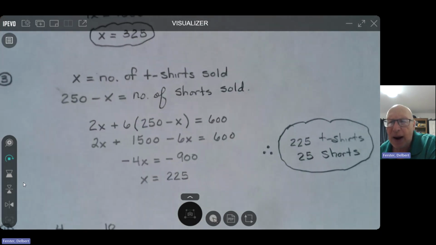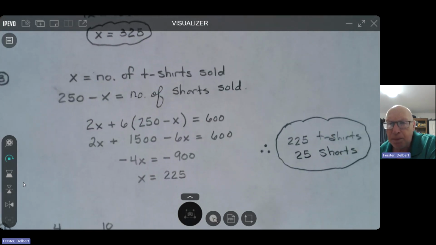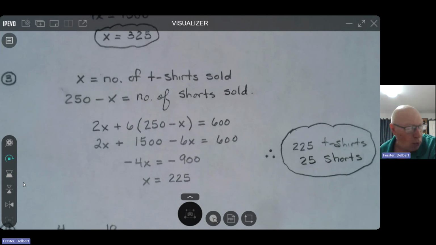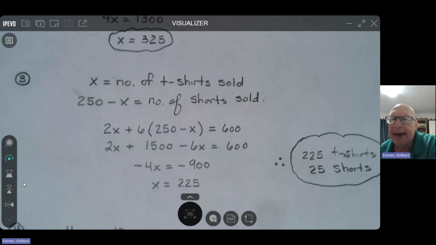The problem asked for how many of each particular item. So you now know how many t-shirts were sold. That's the 225. To get the number of shorts, you guessed it, it's 250 minus that 225. And that leaves us 25 pairs of shorts being sold for that particular problem. So it's not a whole lot of tough stuff. Again, the total 250 got us a way to represent the number of shorts as the total minus the number we had already allotted for t-shirt sales.